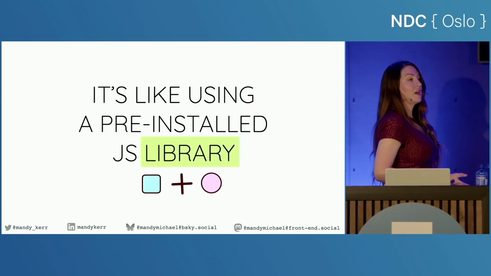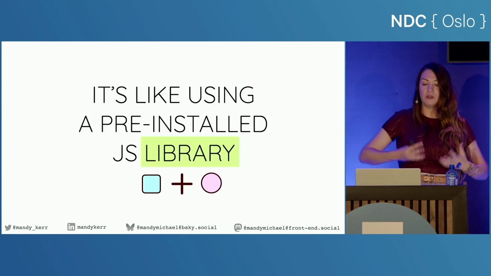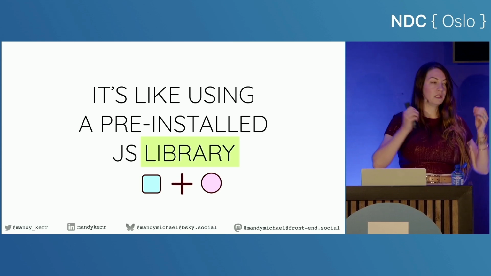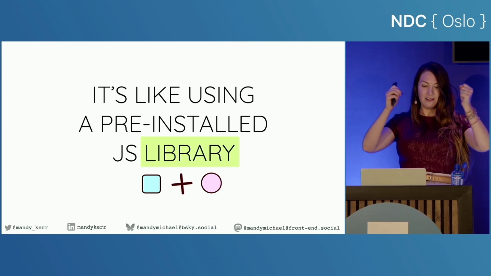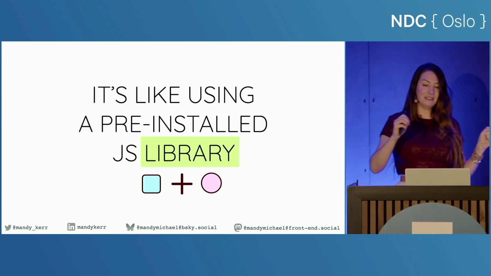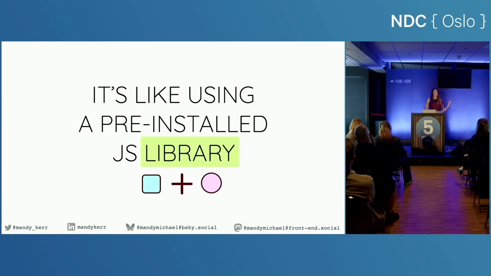When you make the most of native functionality, it's basically like using a JavaScript library that's already built for you and already installed. It's one less NPM package, which means it's less JavaScript, which means you have smaller bundle sizes, and we like that because it improves our performance. So just by using HTML and the features it provides, you're already improving your performance and your accessibility.